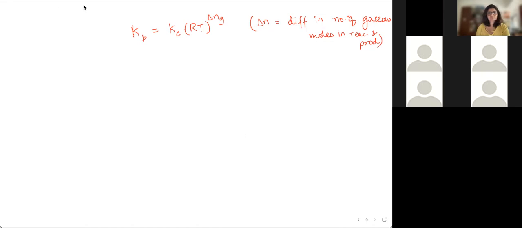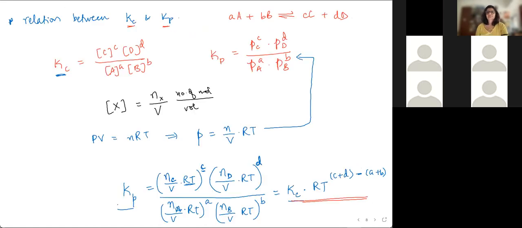Could you go back a second? Yeah. This derivation won't be asked, no? Not really. But it's simple enough. KC and KP, this is the main crux of this thing. Once you have this, it's just substitution.